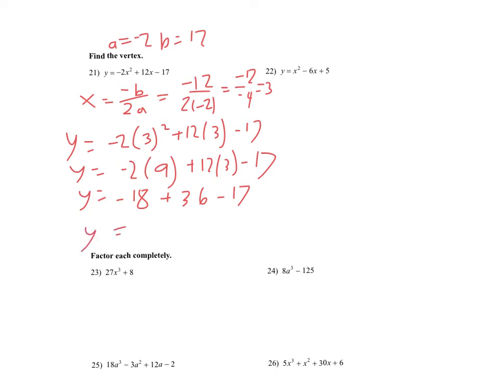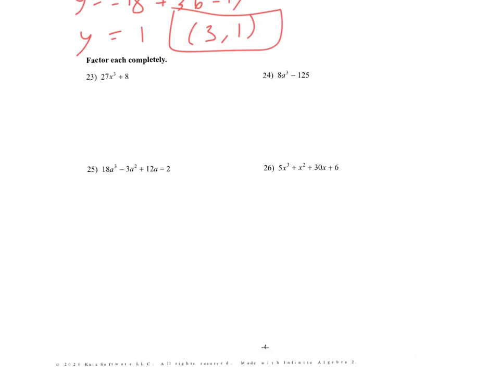Let's see. Negative 18 plus 36 is actually positive 18. And then 18 minus 17 is 1. So my vertex is a point. It's the x value of 3, the y value of 1. There's my point. All right, next up we have some factoring here.